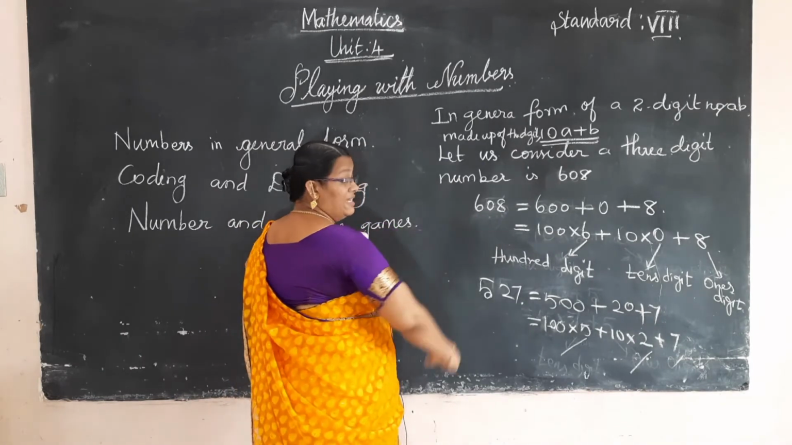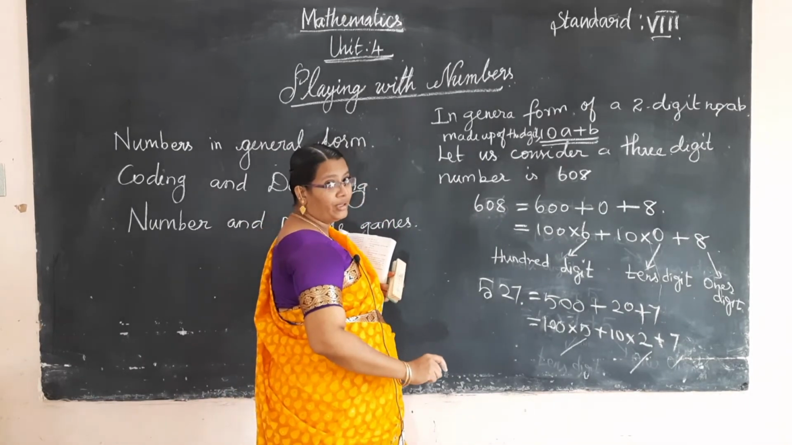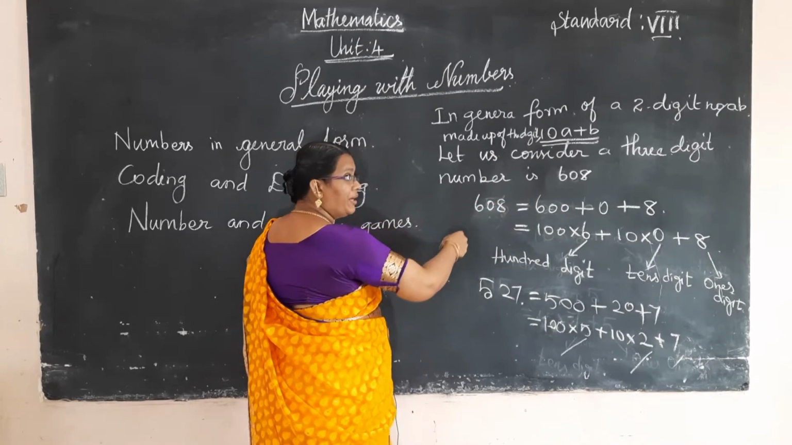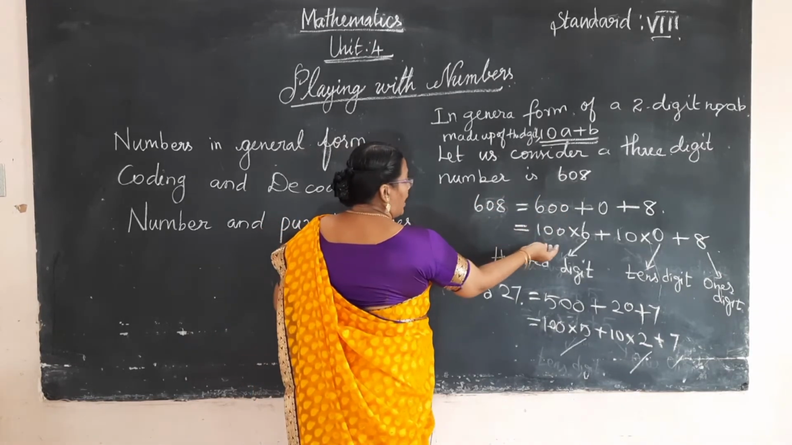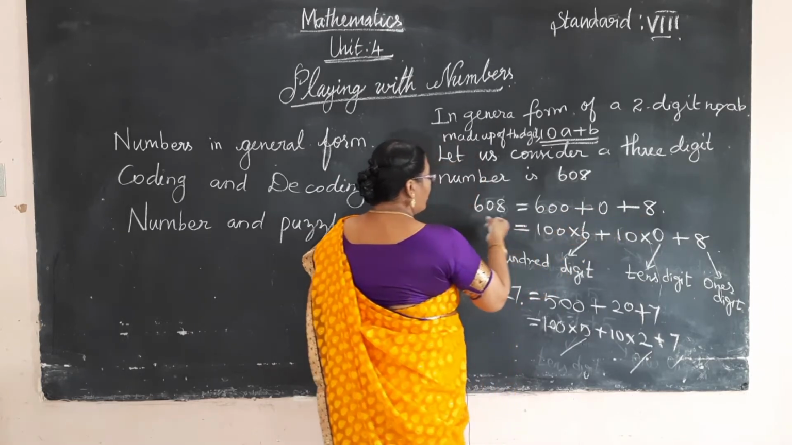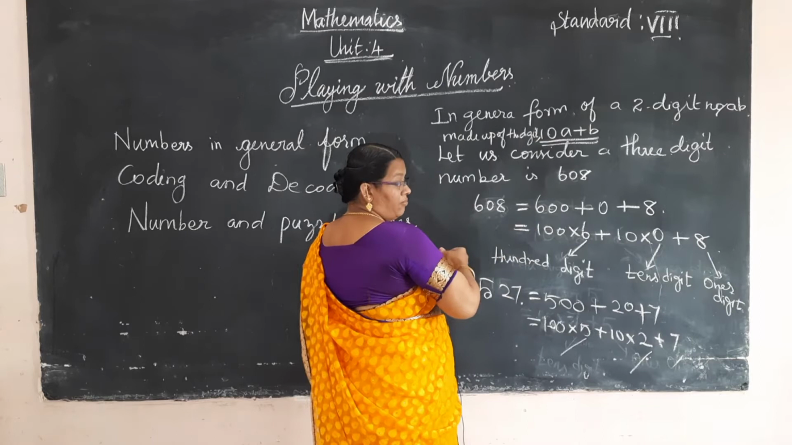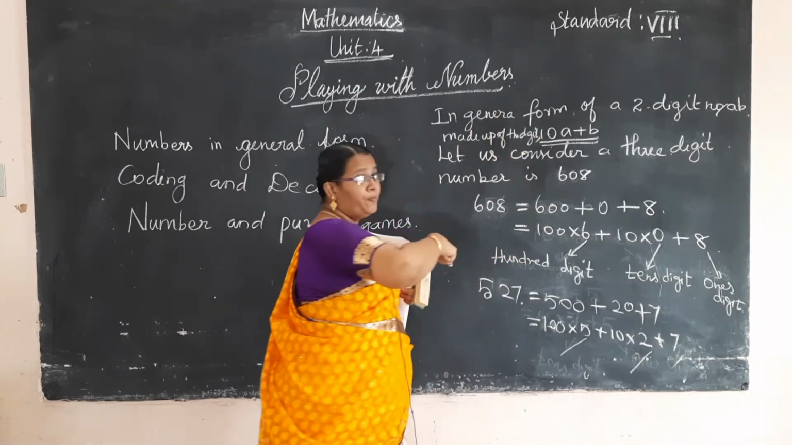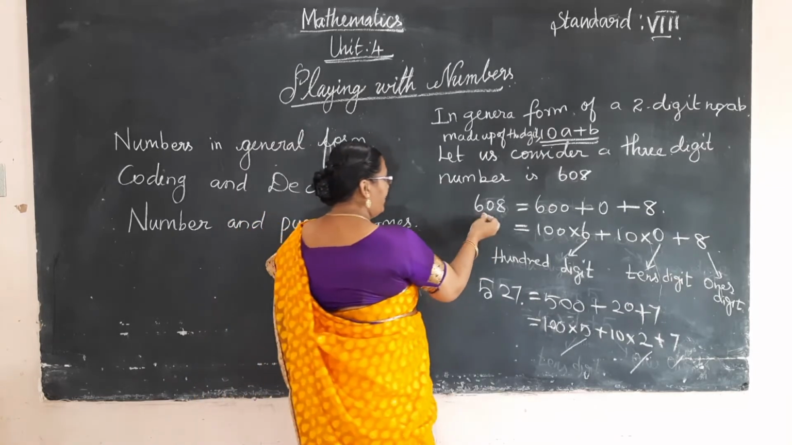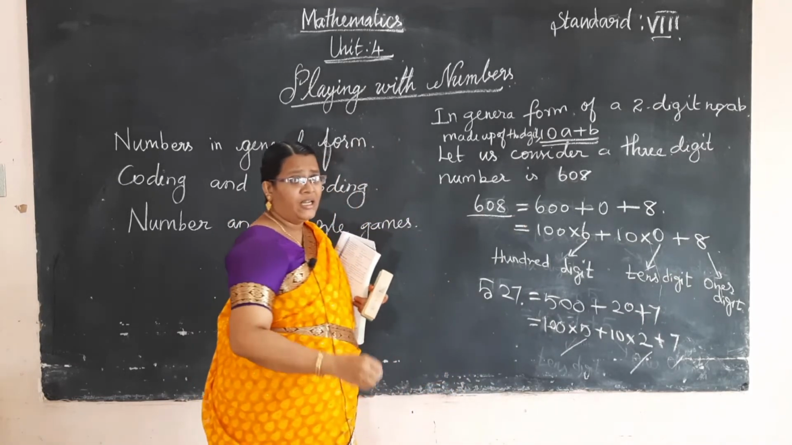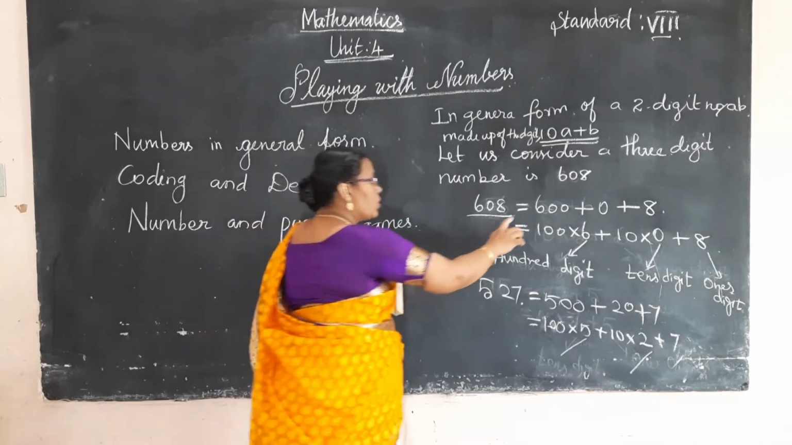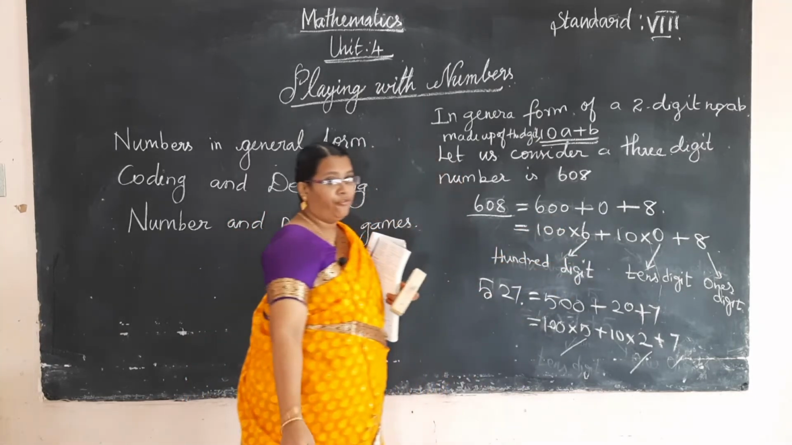608 is called the general form of the number. Okay, this is a general number. So expanded form is given. How can you write in the general form? We have 600 plus 0 plus 8 given. What do we do? Merge all the numbers as ones, tens, hundreds. Okay, add and we get 608. So 608 is called the general number. This is called the expanded form.